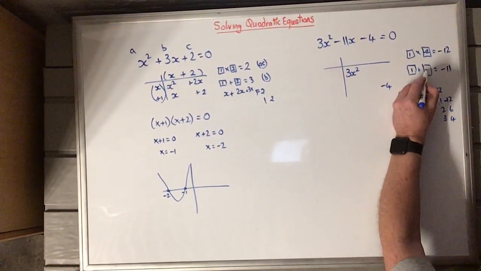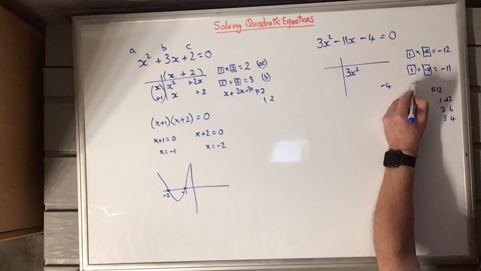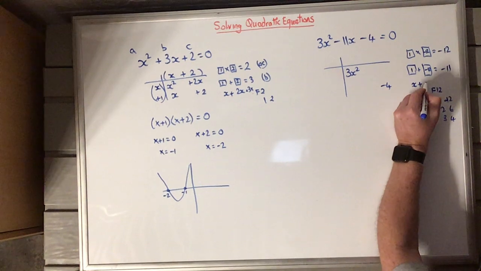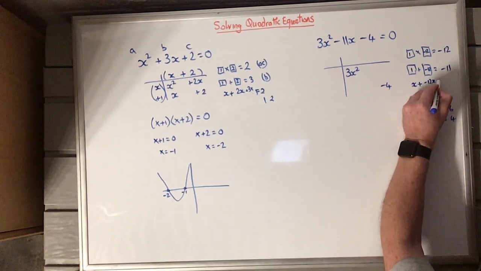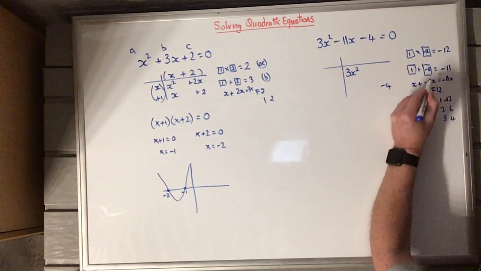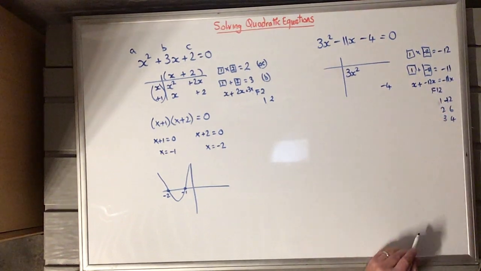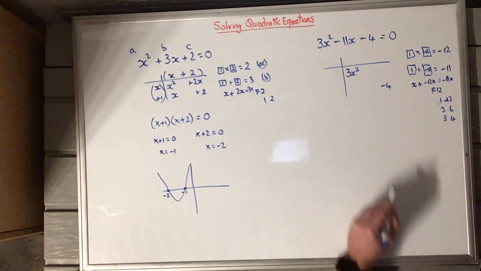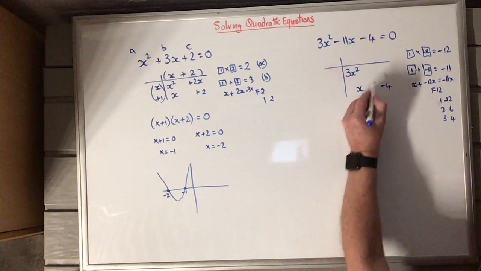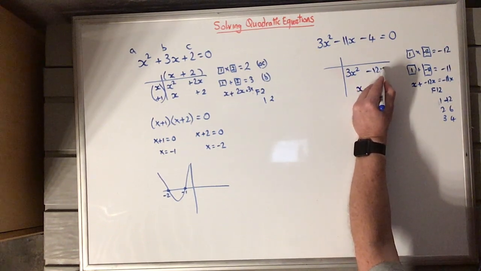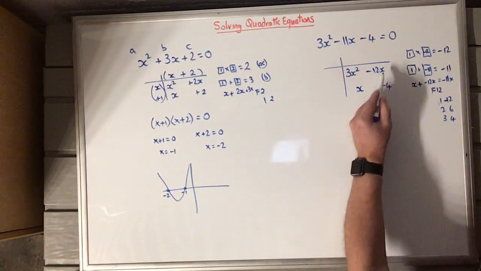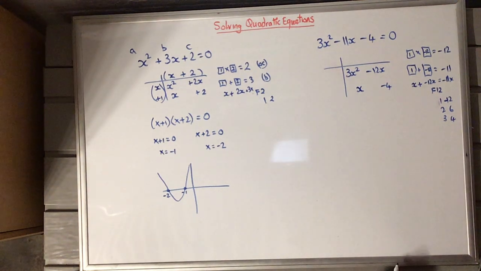1, -12. And again, it's because of the middle term, we really want a positive x plus a negative 12x, and that gives me -11x. So these are the two values that we want. So I'm going to put my x here and my -12x here. Again, it doesn't matter where you put them, you can swap them around if you like.